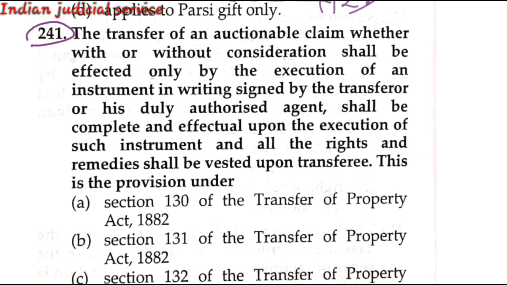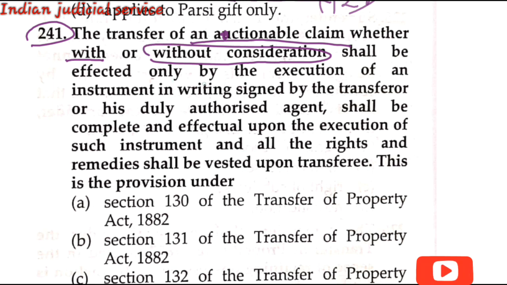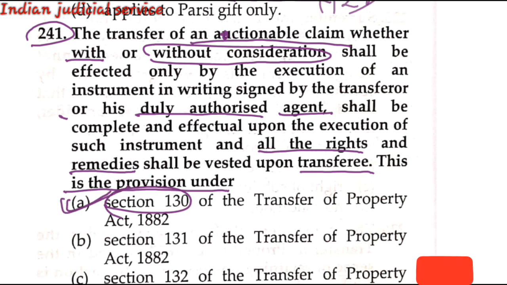Question number 241. A transfer of an actionable claim, whether with or without consideration, shall be effected by the execution of an instrument in writing signed by the transferor or his duly authorized agent, shall be complete and effectual upon the execution of such instrument, and all the rights and remedies shall be vested in the transferee. This provision is under section 130. So our answer is option A. Section 130 deals with the transfer of actionable claim.